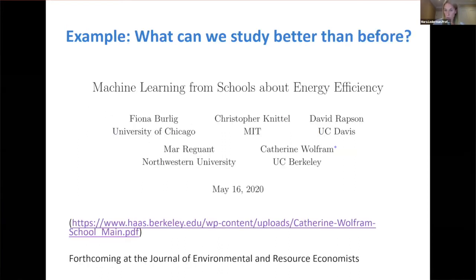And so I want to walk you through, to highlight this, an example of each of these. And so this is a paper, I actually didn't know this paper before. I came across it while I was preparing, but you know, these authors are truly some of my favorite applied microeconomists. And so they've got this paper, Machine Learning from Schools about Energy Efficiency. It's a terrible title, I think, because you're not really machine learning from schools, but that's beside the point. The paper's forthcoming at a field journal in environmental economics, but there's something very specific I want to highlight for you guys from this paper.